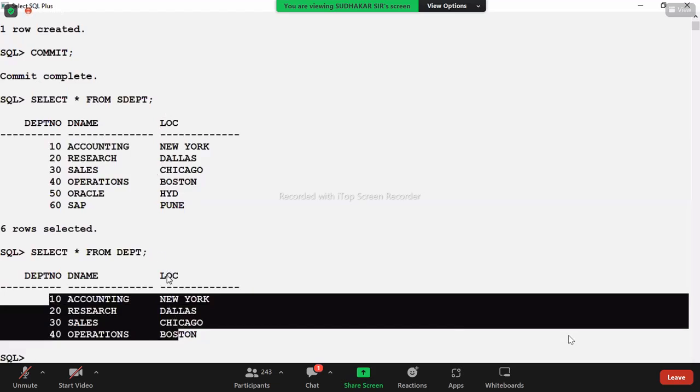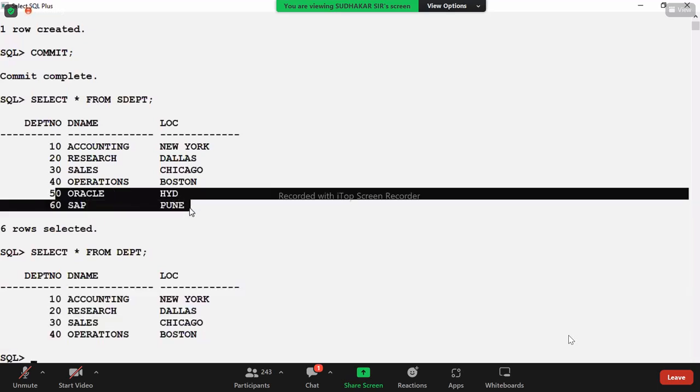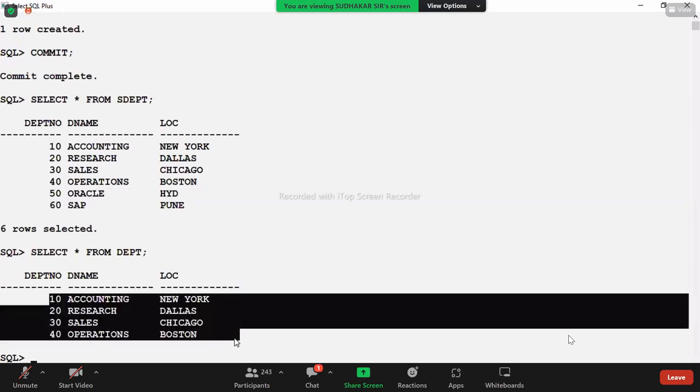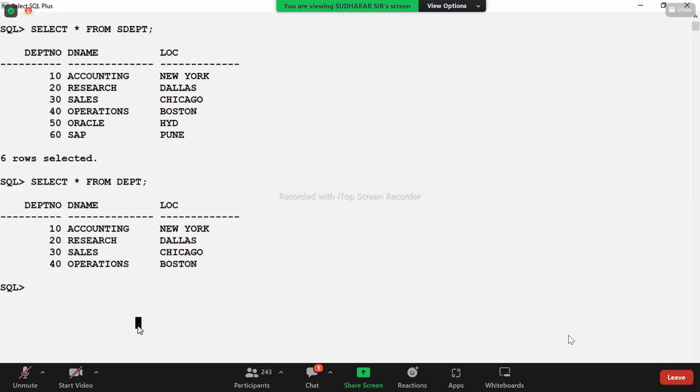So for matching rows, what will it do? Override. But unmatching rows, transfer. So without disturbing this existing data, how do we transfer the unmatching data into the table? That is called the merge command. Okay? So now you want to write a merge command.